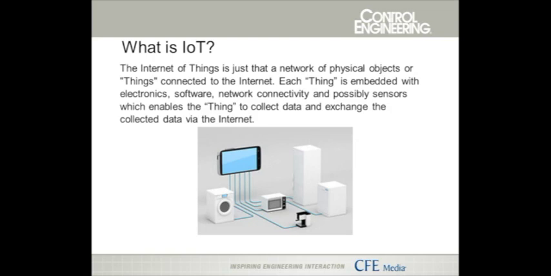Today, IoT has grown beyond RFID and RFID tags. It's now more broadly defined as the Internet-connected network of physical objects or things. But in this instance, the things are embedded with electronics, software, network connectivity, and sensors or switches that enable them to collect and exchange data via the Internet. For example, a simple on or off switch you can activate from your phone.